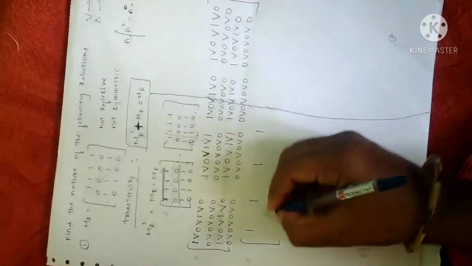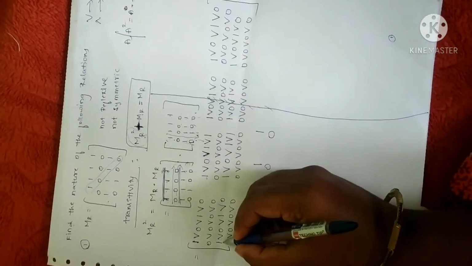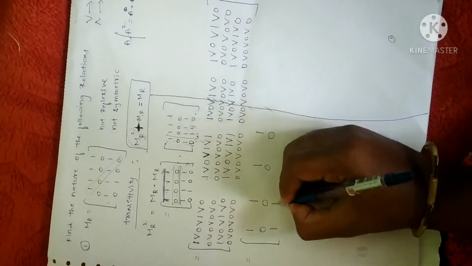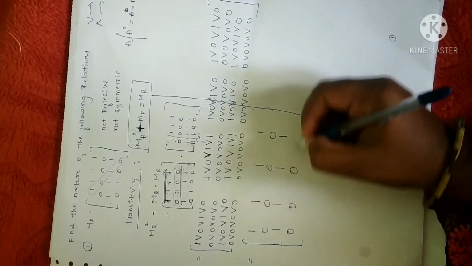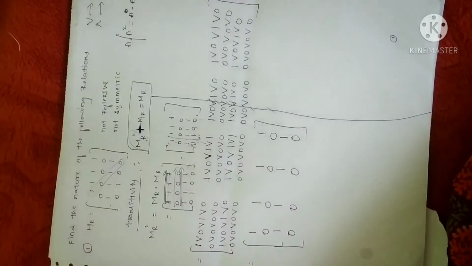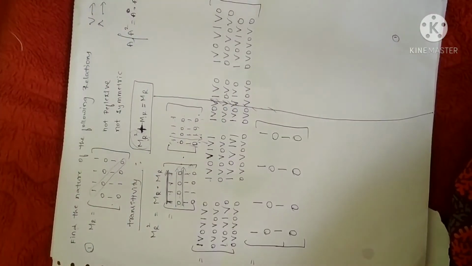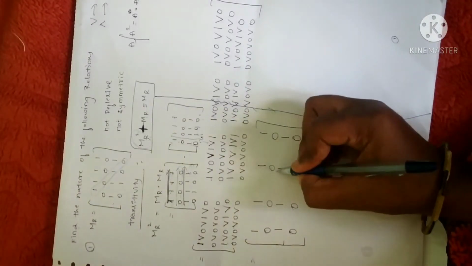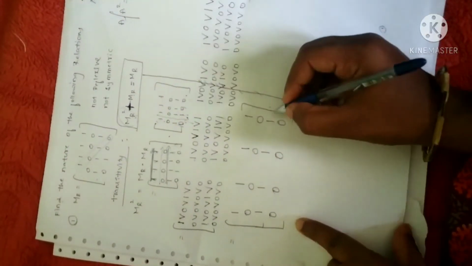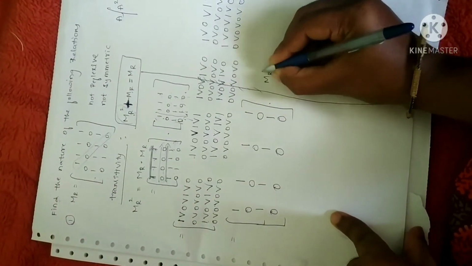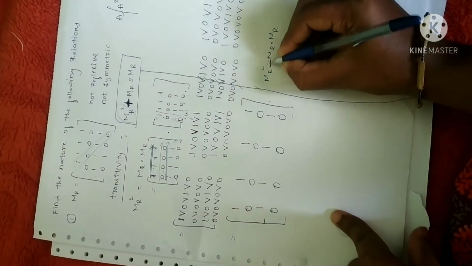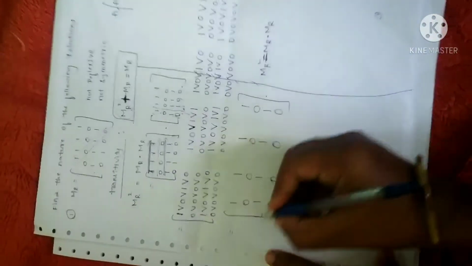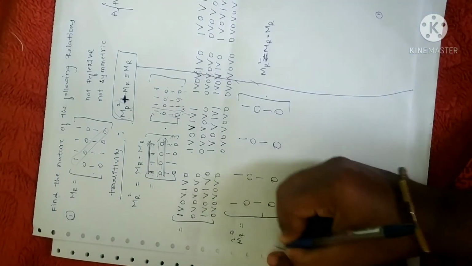Next, since all the elements are 0, I can directly write 0. Again 1. Since I have 1, you can blindly write 1. 1. Next 0. All the elements are 0, so you can directly write it as 0. Right? So I have obtained this value. This is the value of MR square, which is MR dot MR. So MR square matrix is this one.